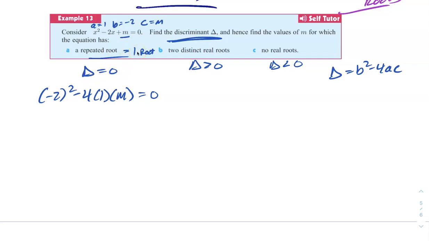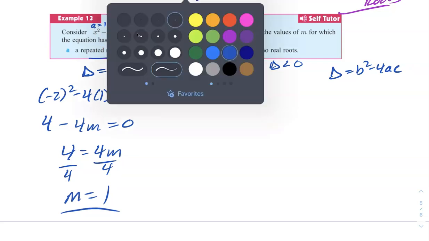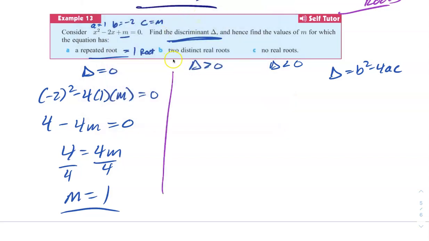And then all you have to do is solve this. So 4 minus 4m equals 0. Add the 4m over and divide by 4. m equals 1. So in this equation, if you want a repeated root, m has to be 1. And we're going to carry on with the rest of it. If I want to have 2 distinct roots, we're going to do the exact same formula. But now, since I want 2 distinct roots, I'm going to set it greater than 0, because I need the discriminant to be positive. Then we just solve it.